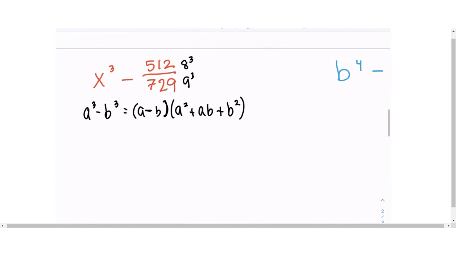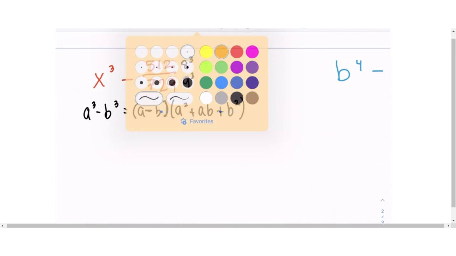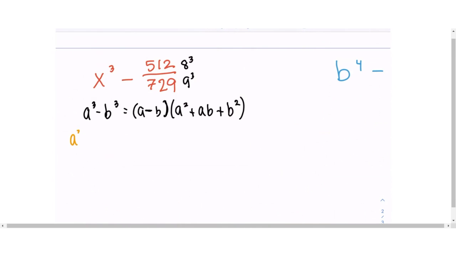I can see that if a cubed is equal to x cubed, then a is equal to x. That's pretty easy. And if b cubed is equal to 512 over 729, then I know that b is equal to 8 over 9. And then I just plug those in. So we have x subtract 8 ninths. Plugging it into this thing right here.